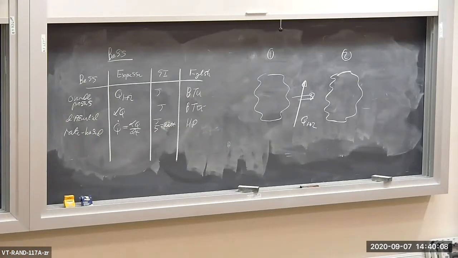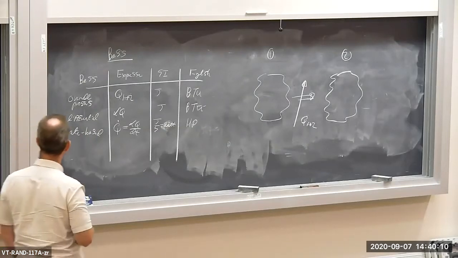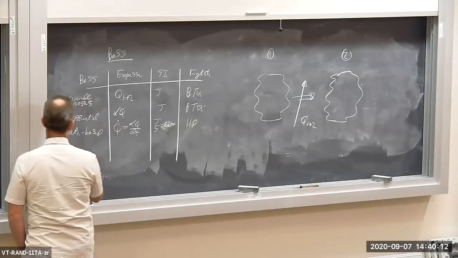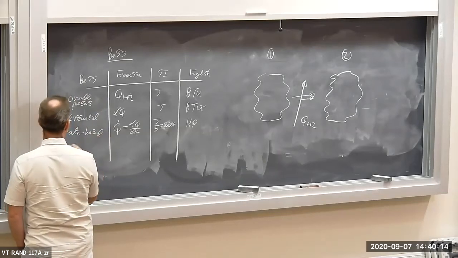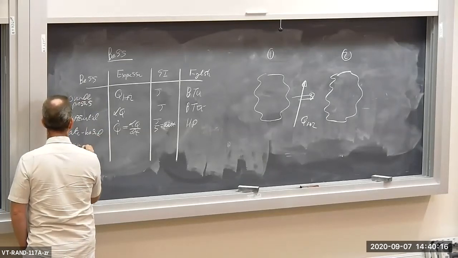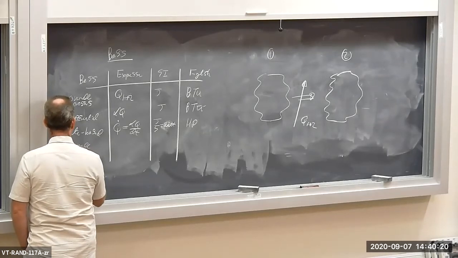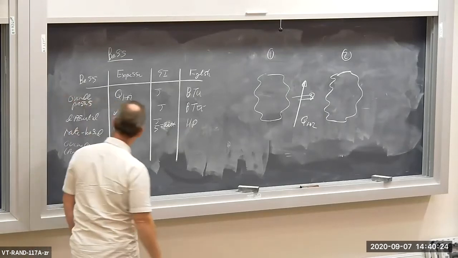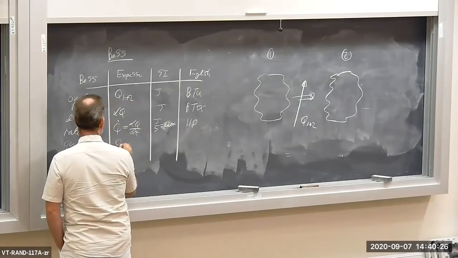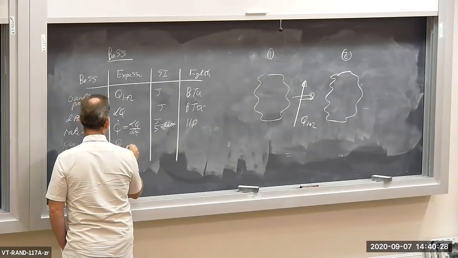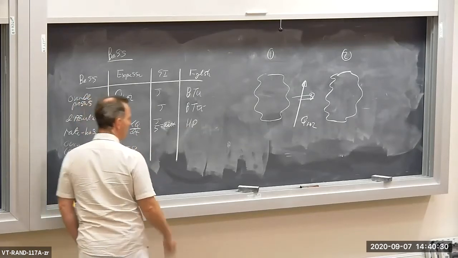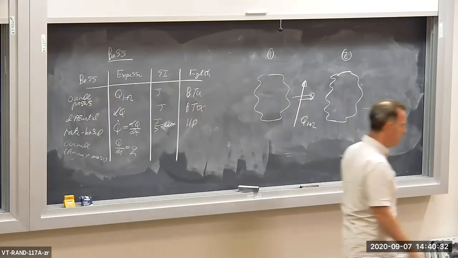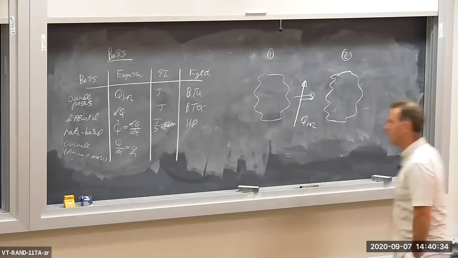You can also write this heat transfer per unit mass. So there's also, overall, per unit mass. I could do that. That would be Q divided by the mass of the system, or lowercase q.